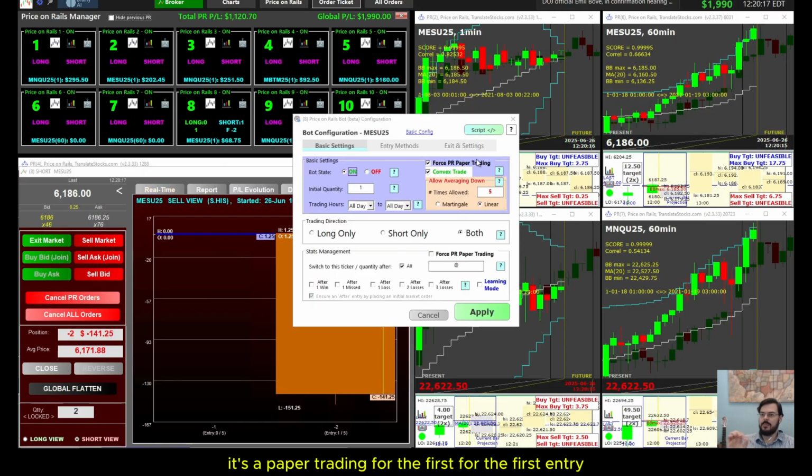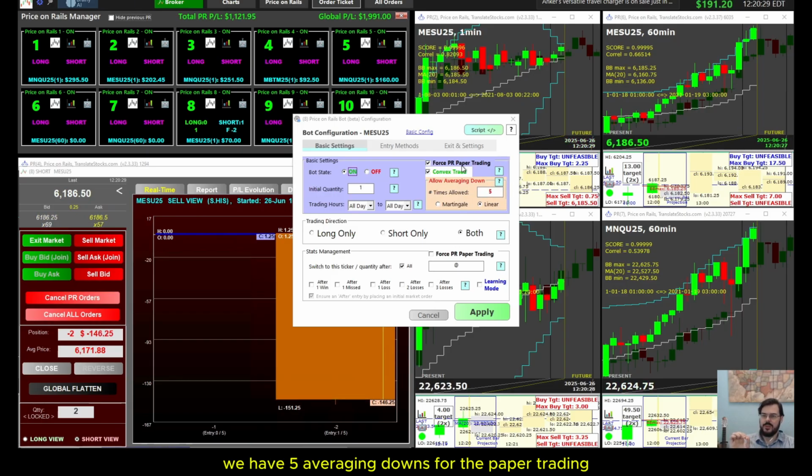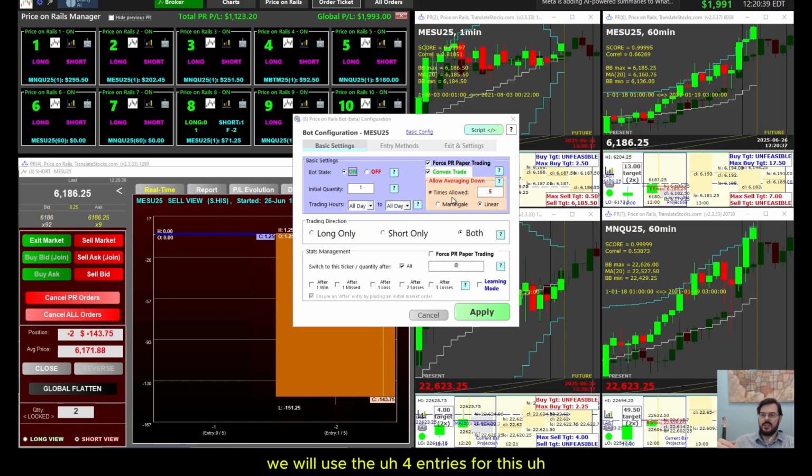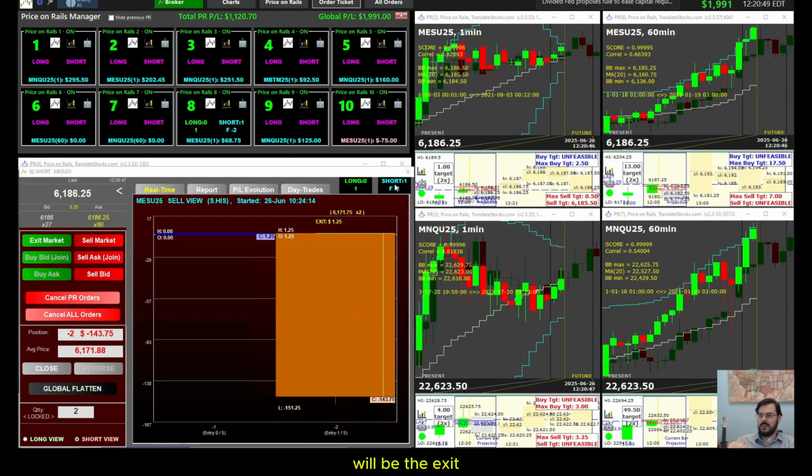What we have here is paper trading for the first entry, and then the convex trade is white because it's not paper trading. It's real trading for the convex trade. We have 5 averaging downs for the paper trading, and of course, because the second entry will trigger a first entry to the real account for the convex trade, we will use the 4 entries for this convex trading to occur. And what happens here is the stop loss that you have will be the exit.